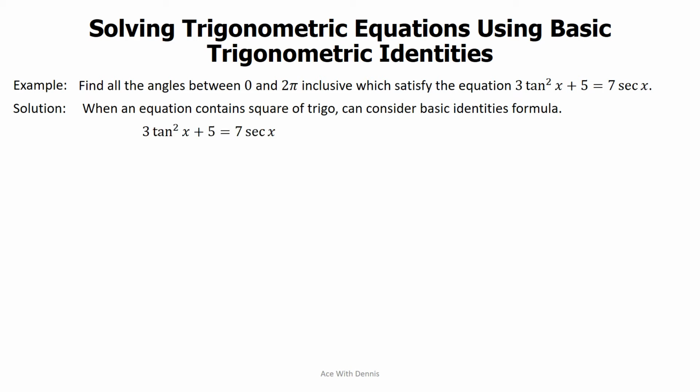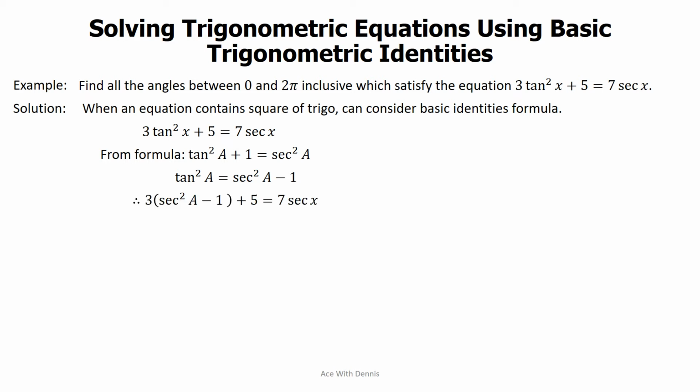Okay, from here, 3 tangent square x plus 5 equals 7 secant x. From the formula, tangent square a plus 1 equals secant square a. Tangent square a will equal secant square a minus 1. Therefore, we can substitute this formula into the equation, which becomes 3 bracket secant square a minus 1 plus 5 equals 7 secant x. Then we expand, we get 3 secant square a minus 3 plus 5 equals 7 secant x. Then rearrange the equation, it becomes 3 secant square a minus 7 secant x plus 2 equals 0.